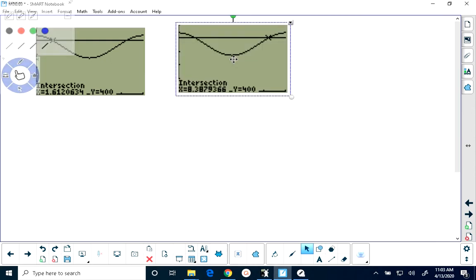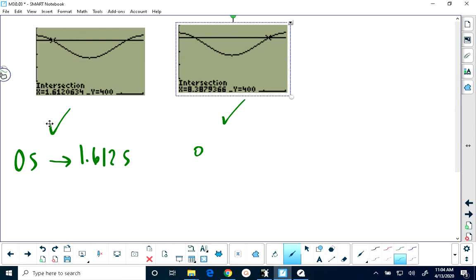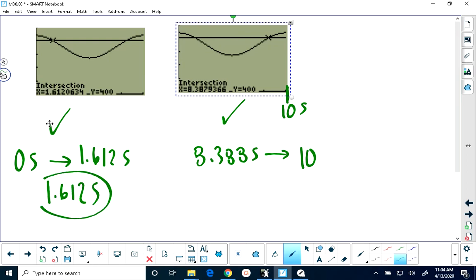That means that I can hear from 0 seconds up to 1.612 seconds, and I can hear from 8.388 seconds up to 10 seconds. Don't forget, this goes up to 10 seconds. So that's a total of 1.612 seconds that I can hear.